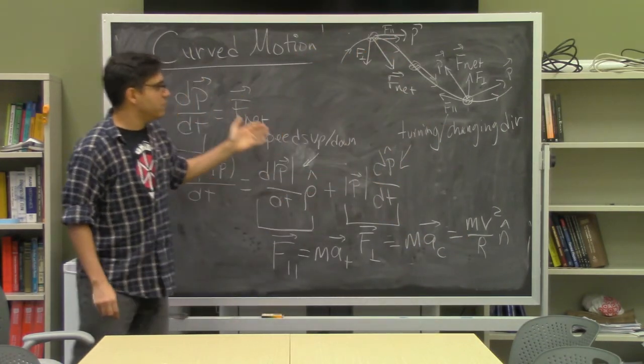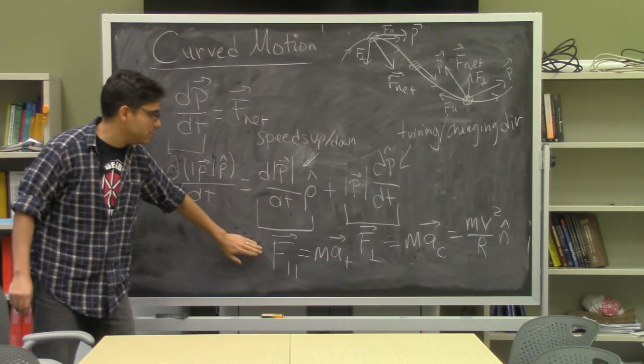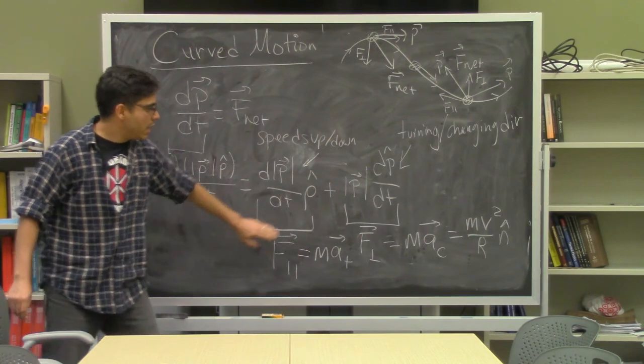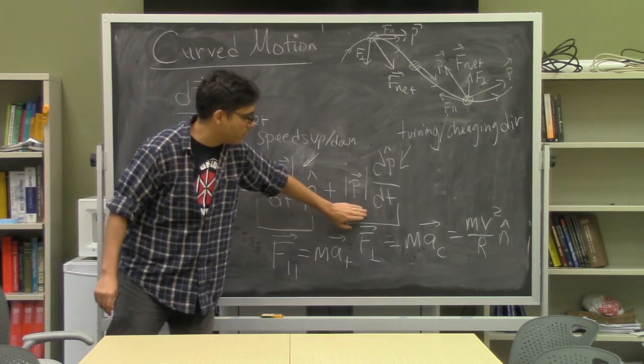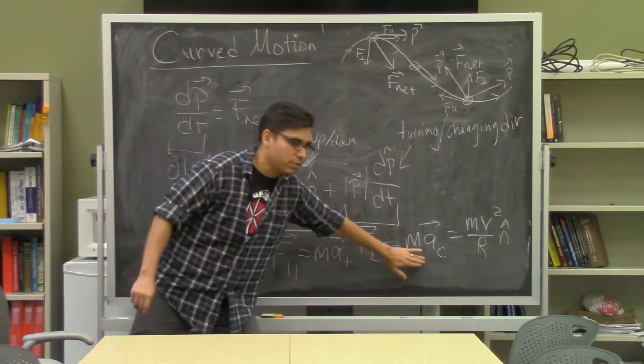So in any sort of generalized motion, you can decompose the forces along a direction parallel to the momentum and a direction perpendicular to the momentum. And these are connected directly to this tangential and centripetal acceleration.